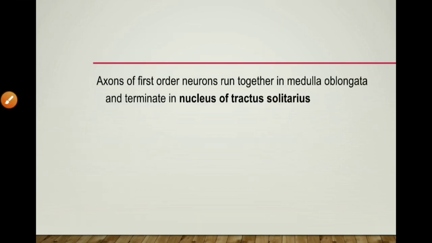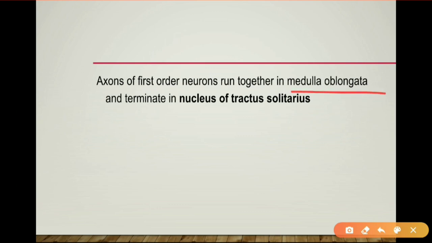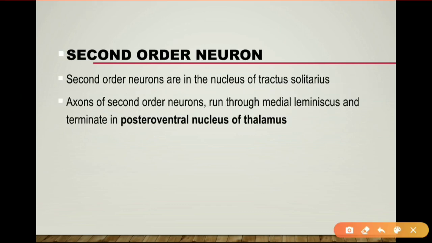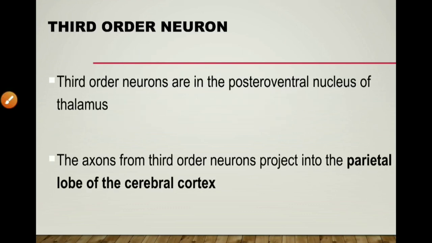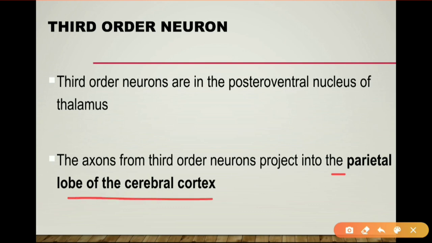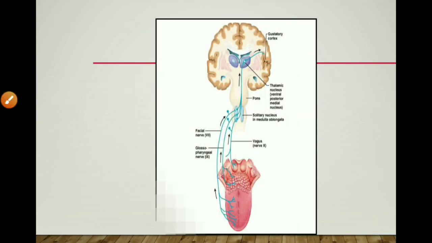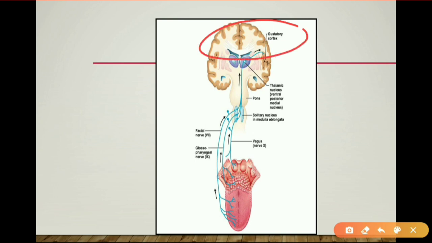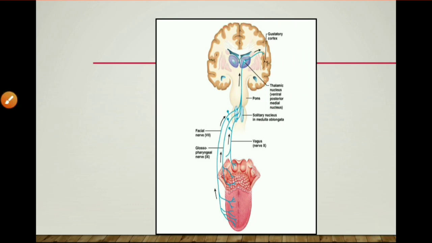So these are present in the medulla oblongata. First order neurons are present in the medulla oblongata and terminate in the nucleus of tractus solitarius. Whereas second order neurons are present in the posterior ventral nucleus of the thalamus. And the third order neurons are present in the lobe of the cerebral cortex. So in this diagram, you can see the lobe of the third order neurons. The thalamic nucleus, or ventral posterior medial nucleus, consists of second order neurons, whereas the medulla oblongata consists of first order neurons.